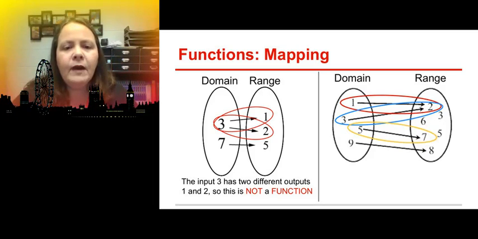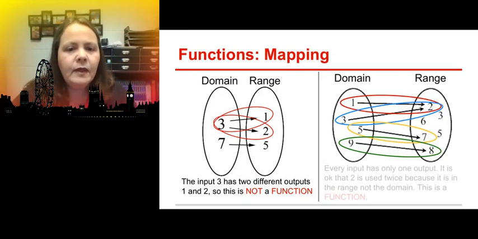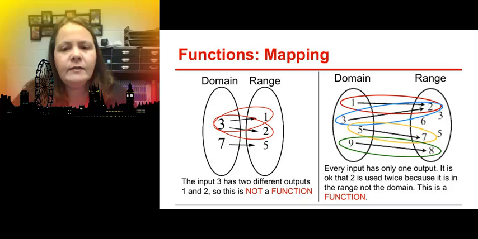We're going to look at 5, and it maps to 7, and 9 maps to 8. So if you look at 1, 3, 5, and 9, they're each only circled once, which means that they only went one place. They didn't go 2 different directions. So since every input has only one output, this is a function.